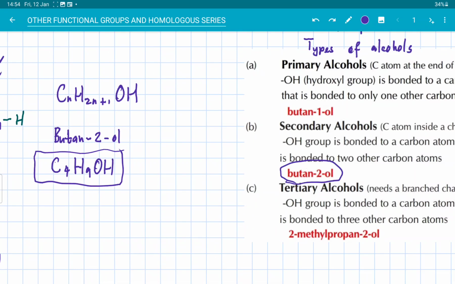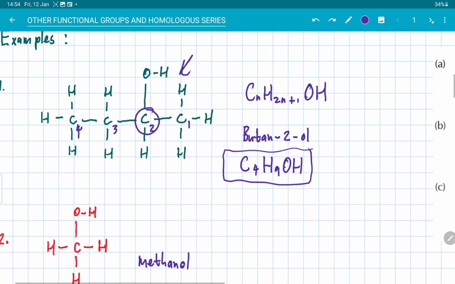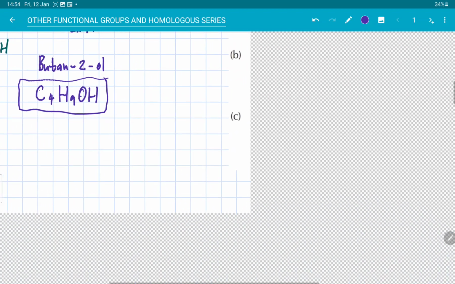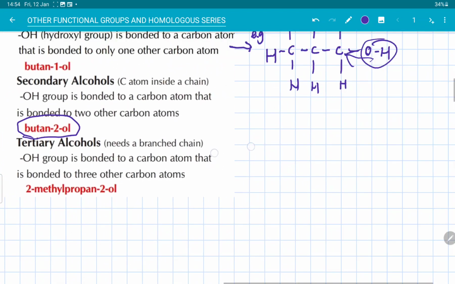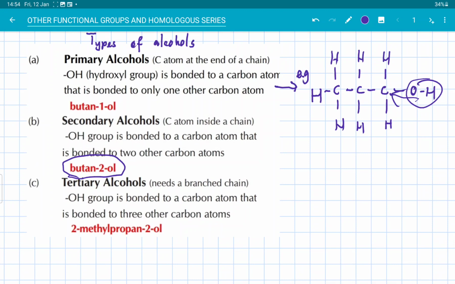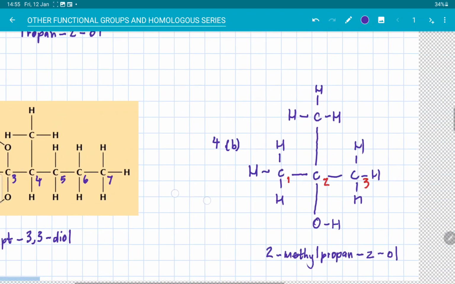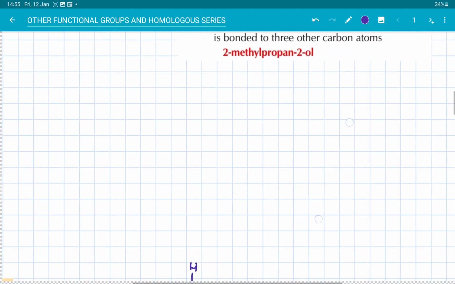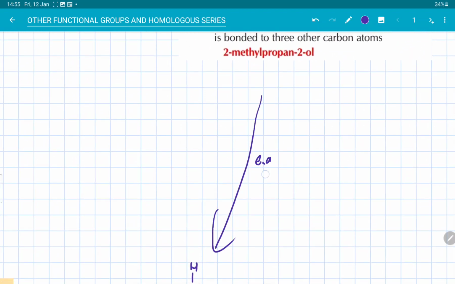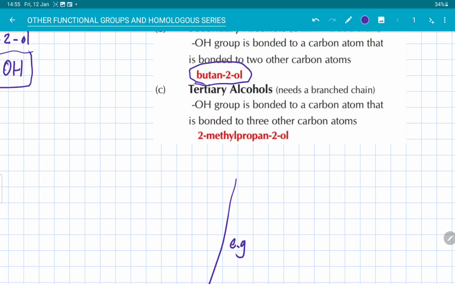So that's the example, butan-2-ol. So that is a secondary alcohol. And now the tertiary alcohol: the OH is bonded to a carbon atom that is bonded to three other carbon atoms. So the example here is 2-methylpropan-2-ol.